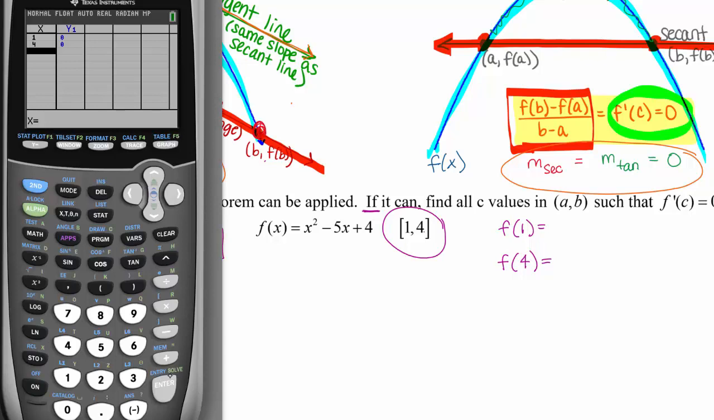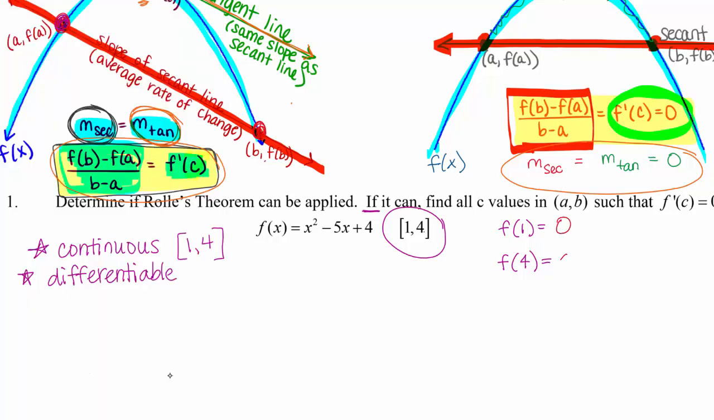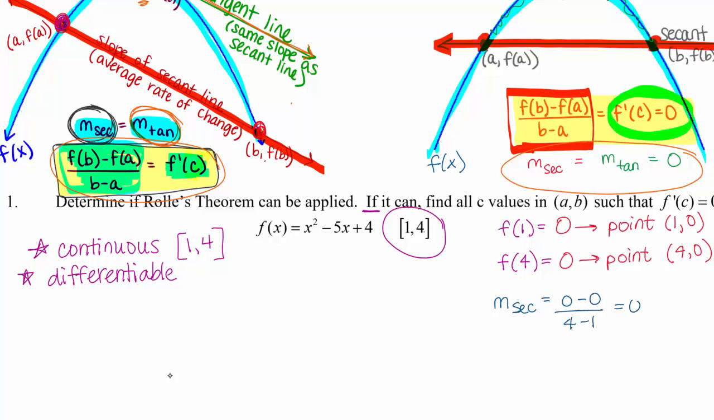So these are both 0. That has nothing to do with the 0 of the original problem; that's just a coincidence here. So then what I'm going to do is find the slope. If you want to write it as points, you can. This is the point (1, 0) and this is the point (4, 0). I can find the slope of that secant line. So the slope of the secant line would be 0 minus 0 over 4 minus 1, or 0.